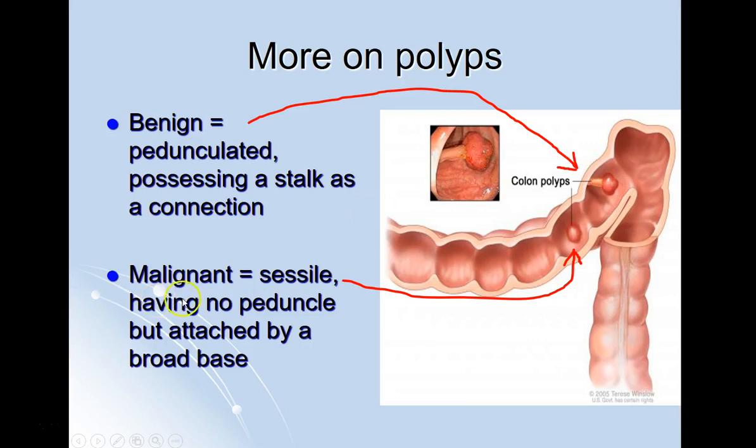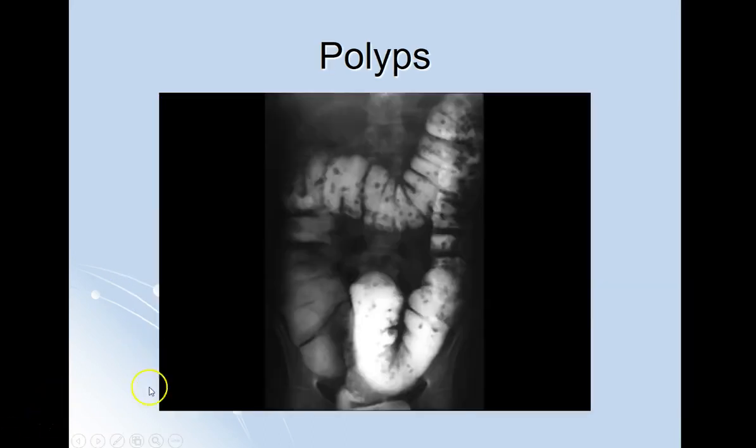A malignant polyp often is called sessile. It's got no stalk or peduncle, and it's attached by a broad base. So there'd be no stalk present in this one. It's just the whole polyp is attached to the wall of the colon. Here is an example of polyps as seen on a BE. You can see all these little dots would indicate polyps, and again, that's concerning for colon cancer. So you want to catch polyps early and remove them or biopsy them and check for cancer.